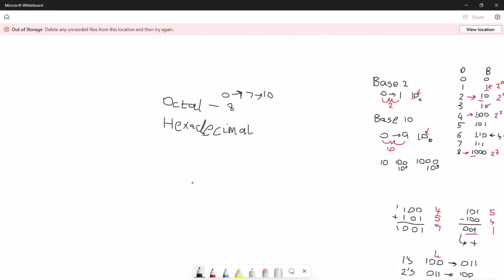Now, hexadecimal is base 16. But what you're saying is we only have 10 numbers. So we go 0 all the way up to 9. And then at 9, we go to A, and A goes to F.